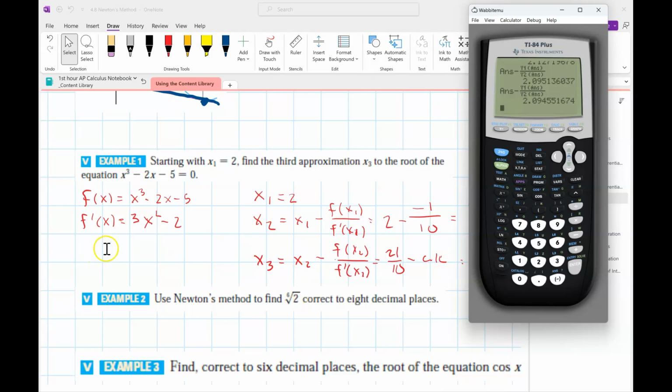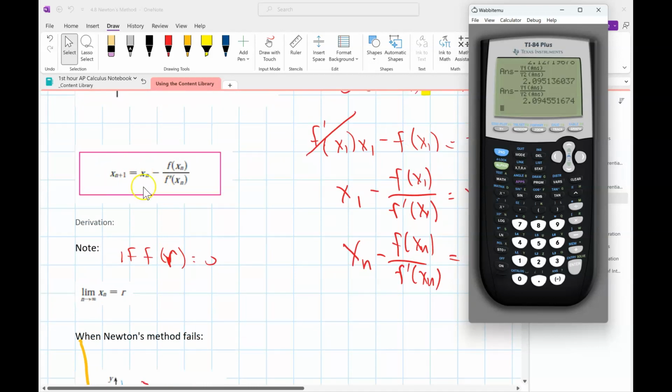Well, because the formula is a recursive formula. It's just saying, take your previous answer and then plug that into this formula, and you get a new answer. And then it says, take that answer and plug it into the formula. And it says, take that answer and then plug it into the formula.